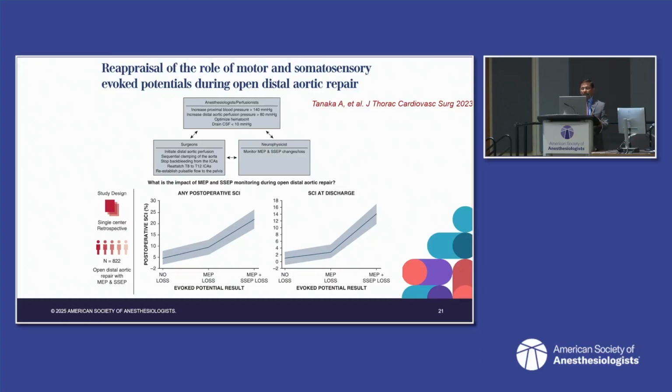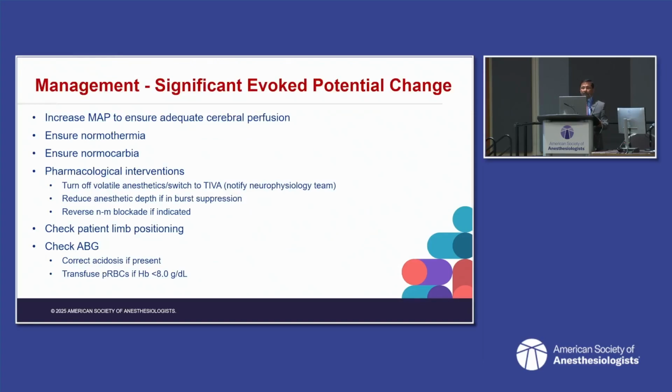What you see on this graph on the left side are patients who had any postoperative spinal cord ischemia, and on the right side are the patients who had spinal cord ischemia at discharge. Patients who had no loss of evoked potentials had a lower incidence of both of these complications. Patients where only motor evoked potentials were lost had a higher risk, but in patients where both motor and sensory evoked potentials were lost, the risk of spinal cord ischemia was significantly higher. So again, there is value to using this type of monitoring in aortic arch surgery.